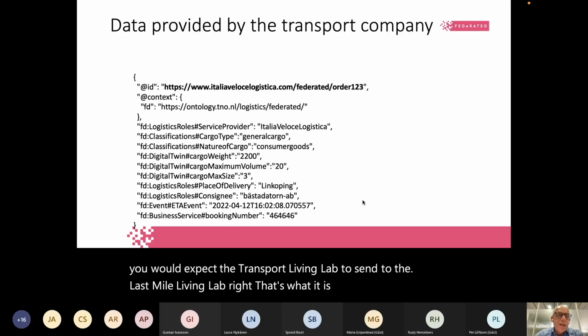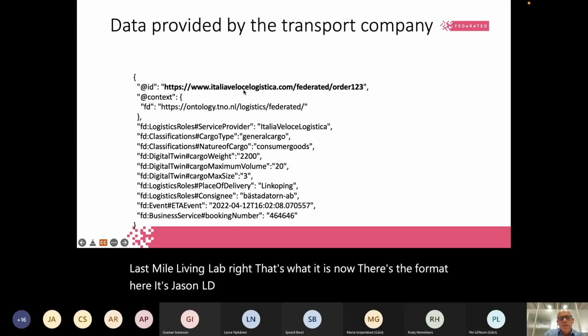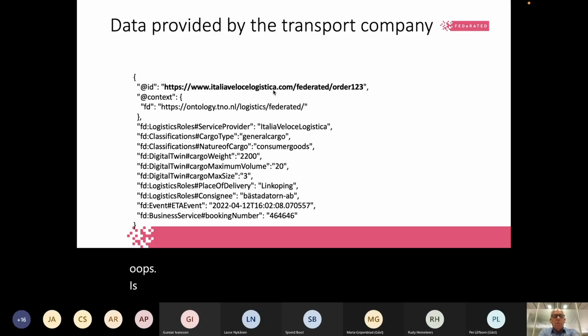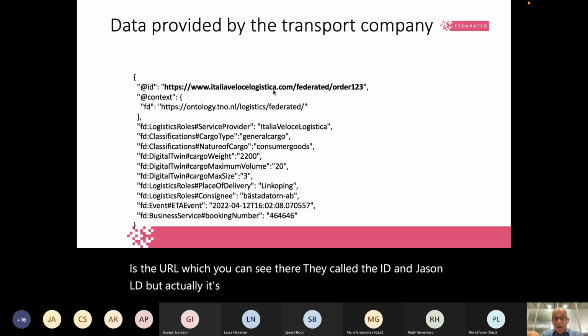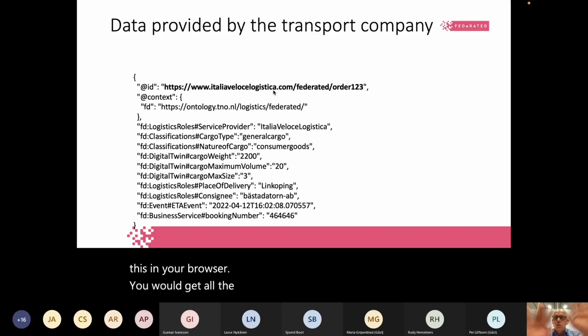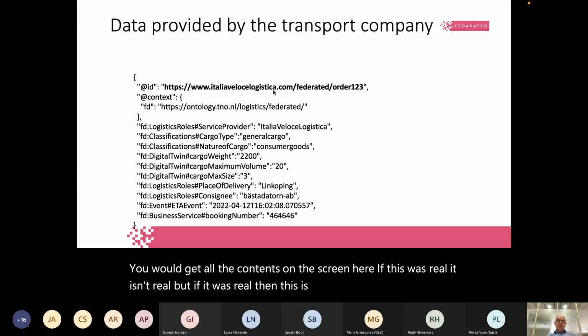Now, there's the format here. It's JSON-LD. In fact, the very one I skipped, the first one, is a URL, which you can see there. They call it the ID in JSON-LD, but actually it's the URL of this file. So if you were to put this in your browser, you would get all the contents on the screen here. If this was real, it isn't real, but if it was real, then this is where the data is, okay? So fine, we're all happy.